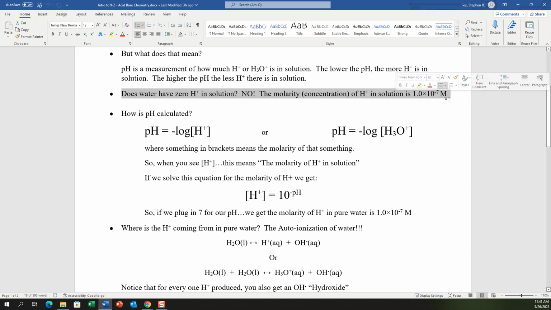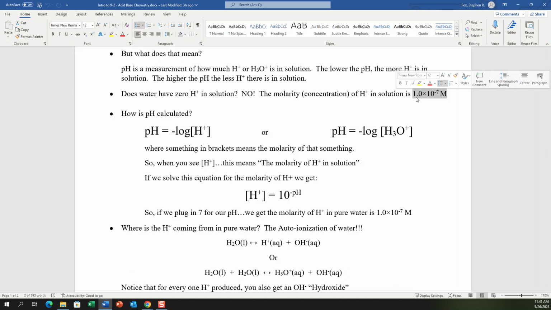So it's not 0, but it's a really small amount, right? Pure water is mostly pure water. Some of it turns into H plus and OH minus, which we'll talk about here in a second. And the molarity of H plus in pure water is 1 times 10 to the negative 7.